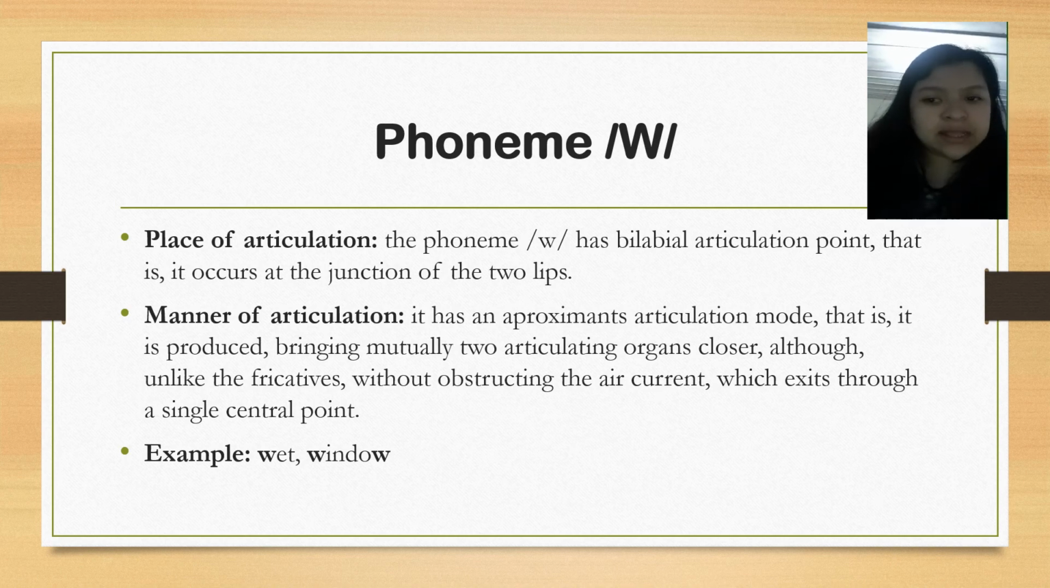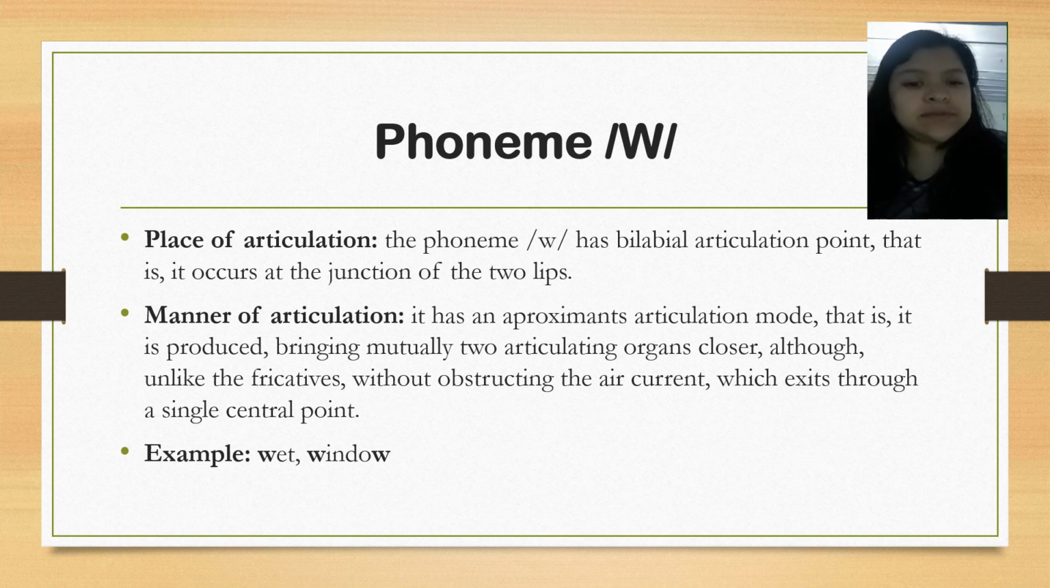Phoneme W. The phoneme W has a bilabial articulation point, that is, it occurs at the junction of the two lips. It has an approximant articulation mode, that is, it is produced by bringing the articulatory organs close to each other, although, unlike the fricatives, without obstructing the air current, which exits through a single central point. The pronunciation of this phoneme is wa. Examples: with, window.